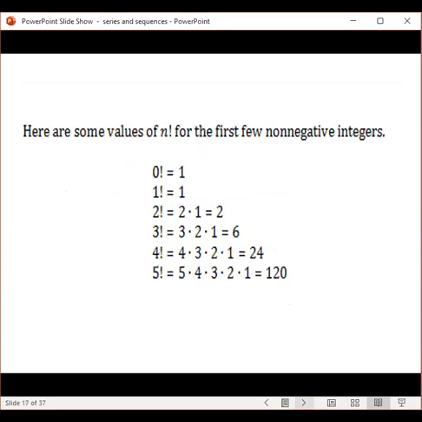Okay, so here are some values of n factorial for the first few non-negative integers. Again, 0 factorial is 1, 1 factorial is 1, 2 factorial is 2 times 1, or 1 times 2, that's just the same, which is equal to 2. 3 factorial is 6 because that is 3 times 2 times 1. 4 factorial is 24, 5 factorial is 120. You may proceed with 6, 7, 8, and so on.